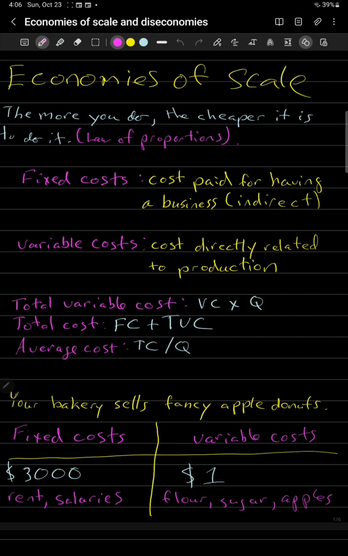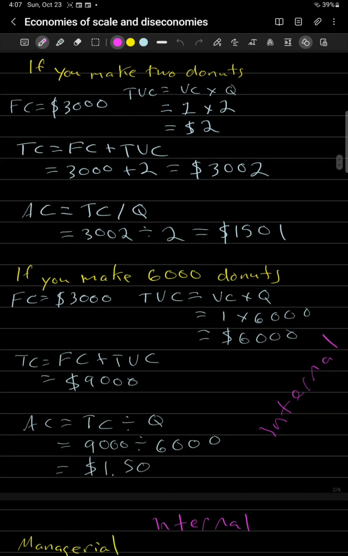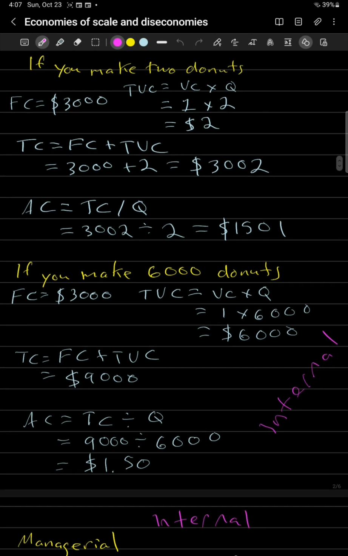So let's imagine you have a bakery that makes fancy apple donuts. Your fixed costs are $3,000 a month. That's rent and salaries. So every month you have to pay this. And your variable costs are $1, flour, sugar, and apples, $1 for each apple donut that you make. So let's go take a look, shall we? If you make 2 donuts, okay, what are your fixed costs? Well, $3,000 because that doesn't change no matter how many donuts you make.